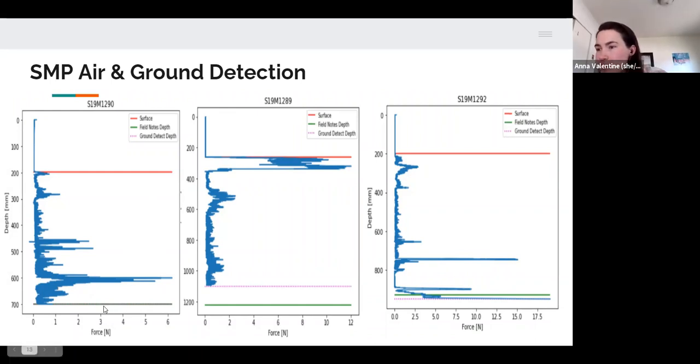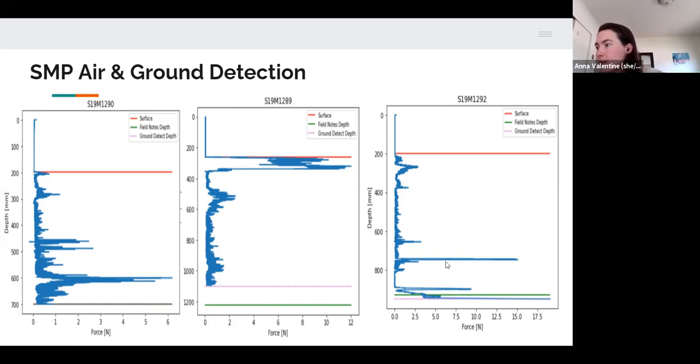In this first plot, we see that ground detection, which is the green and the purple, are exactly the same, and that's what we really want to see. And then in the second plot, the reason why the field notes depth is a little bit further is because the SMP gets set to a certain depth of investigation. And so even though the depth of the snow profile is deeper, the SMP didn't fully capture it.